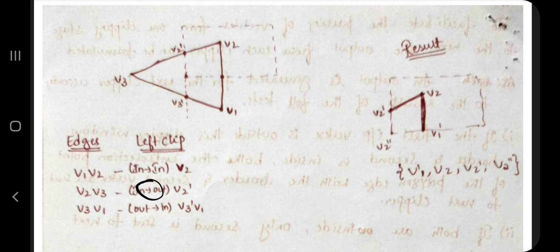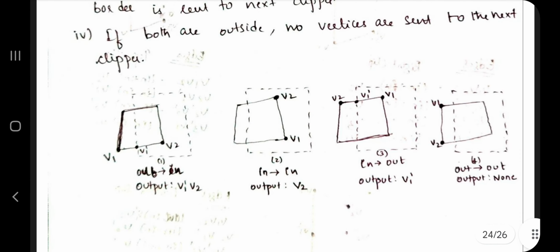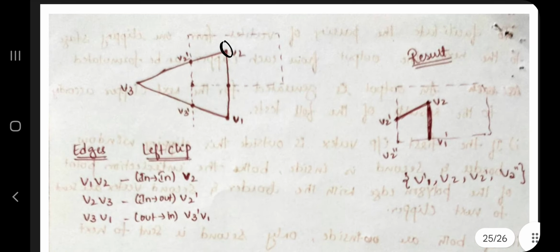So if it is in to out, I'll just write v2 dash and mark here v2 dash. See the cases, in to out, in to out. I'm starting from v1, I wrote v1 dash. In to out, I'm starting from v2, I'll write v2 dash.